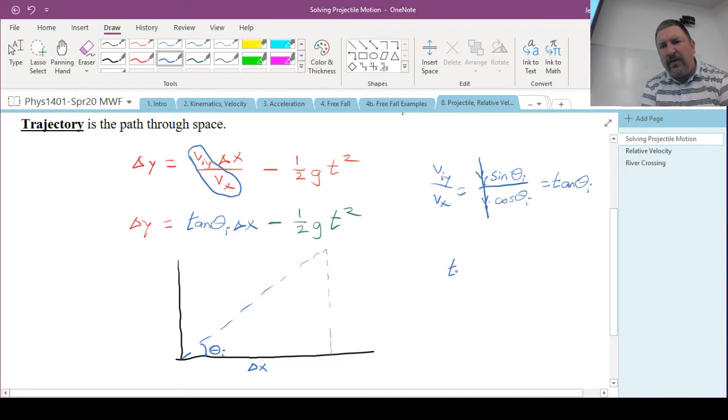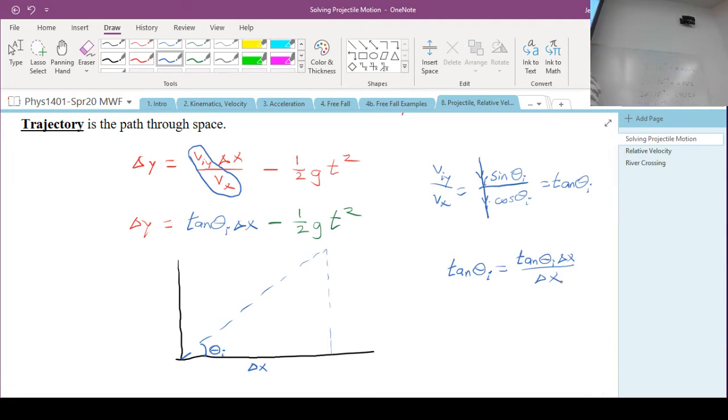And tan theta i is equal to tan theta i delta x over delta x. This is obviously true because I can cancel the delta x's, and then tan theta is tan theta, that's fine.